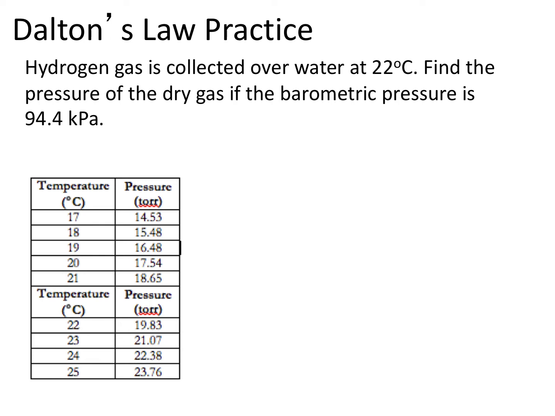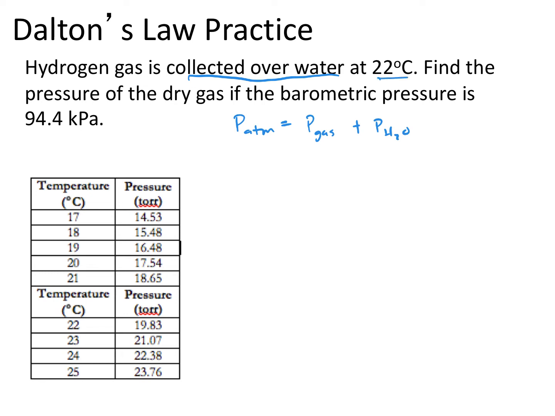Now in the problem that we have here, they tell us that hydrogen gas is collected over water at 22 degrees C. We need to find the pressure of the dry gas if the barometric pressure is 94.4 kPa. So in this case, they told us the gas was collected over water, so we know that we're going to be using this version of Dalton's law, as you see here.